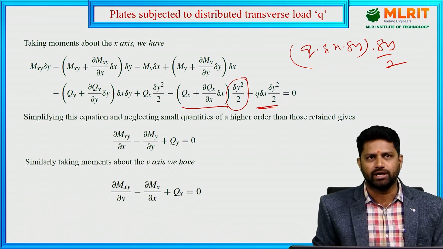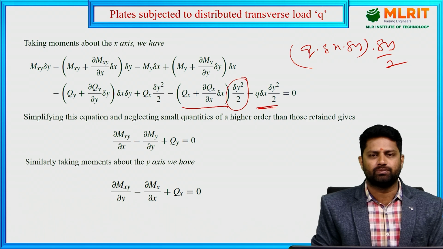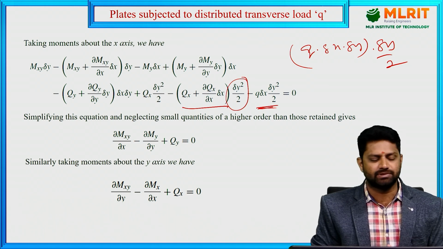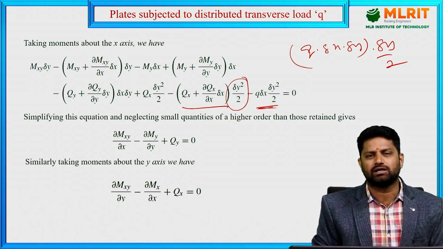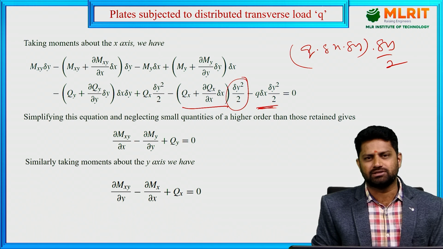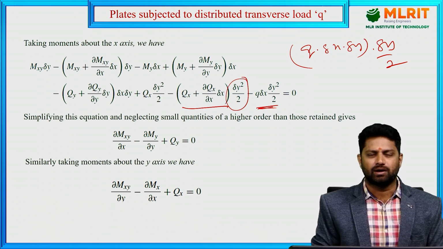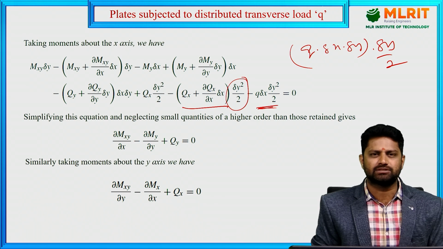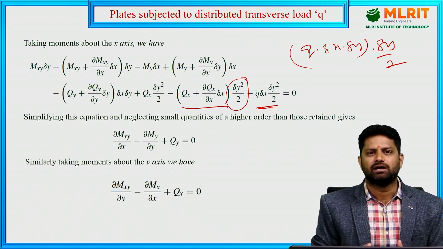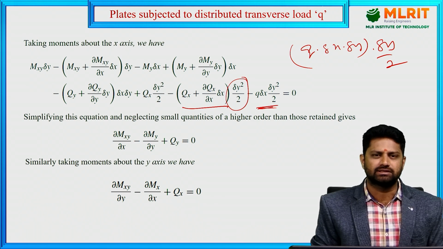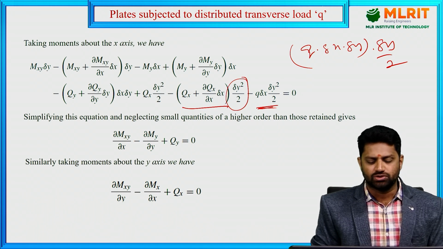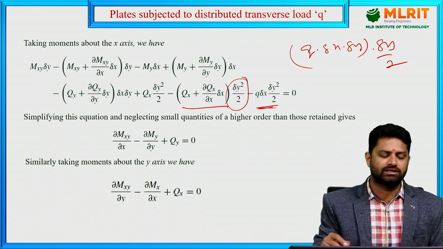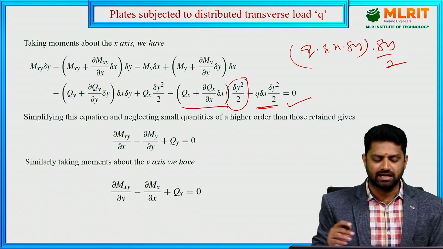that is equal to 0. Okay, so how we are going to take the positive signs and negative signs, it depends. You can consider all the anti-clockwise moments as positive, so that the clockwise moments you can consider as negative, or you can consider clockwise moments as positive, so that the anti-clockwise moments you can consider as negative, vice versa. So anything you can follow, that is your notation. So finally we end up taking moment about the x-axis as this equation.